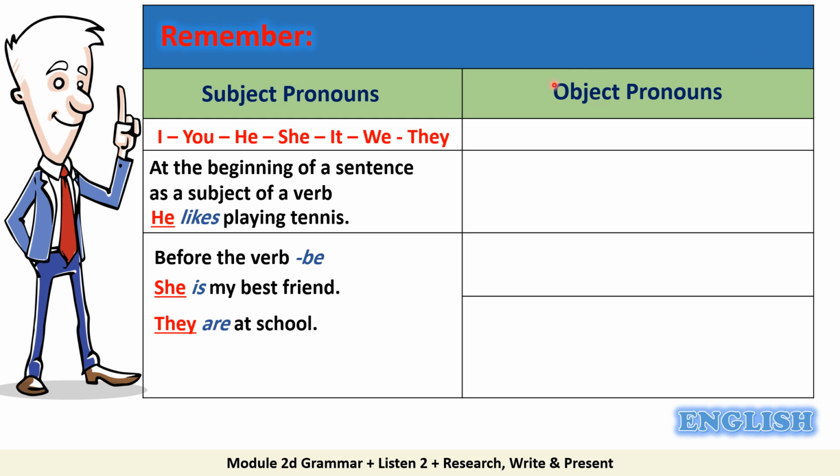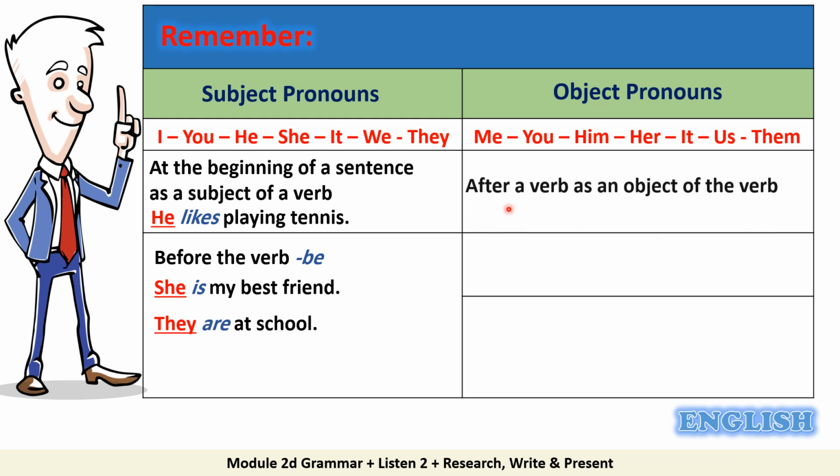Let's move now to object pronouns. Can you give me examples on object pronouns? Great job, dear students. Me, you, him, her, it, us, them. All these are examples on object pronouns. Now, when to use object pronouns? After a verb as an object of the verb. So, after the verb. Example, I saw him at school. Note that the personal pronoun him is used after the verb saw. I saw him.